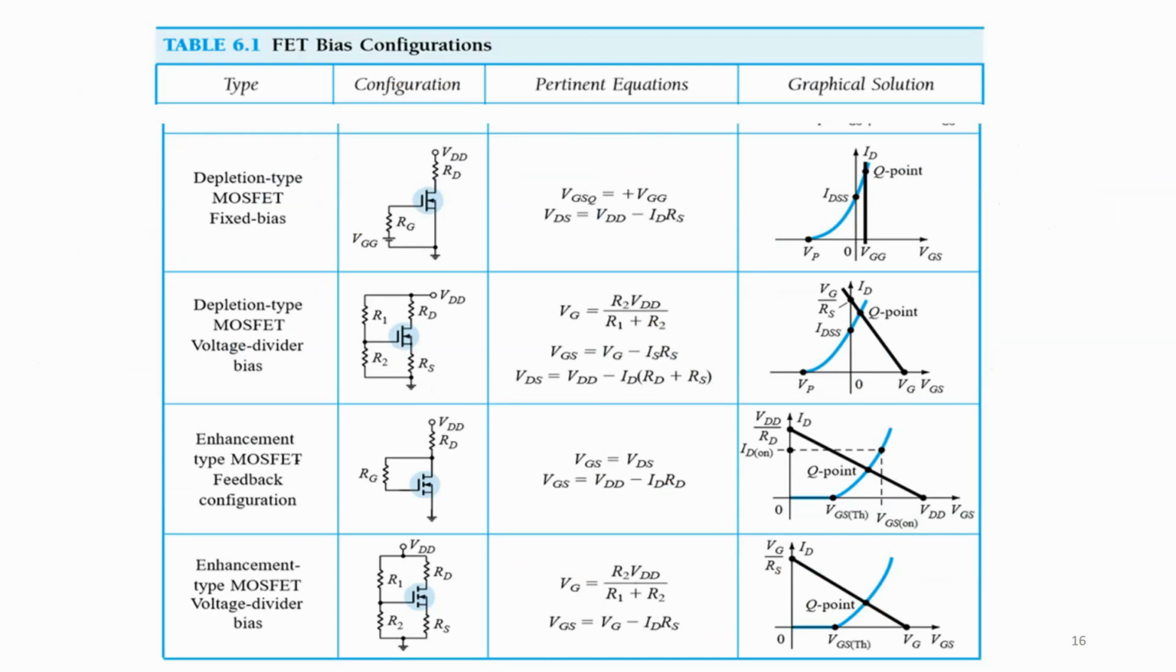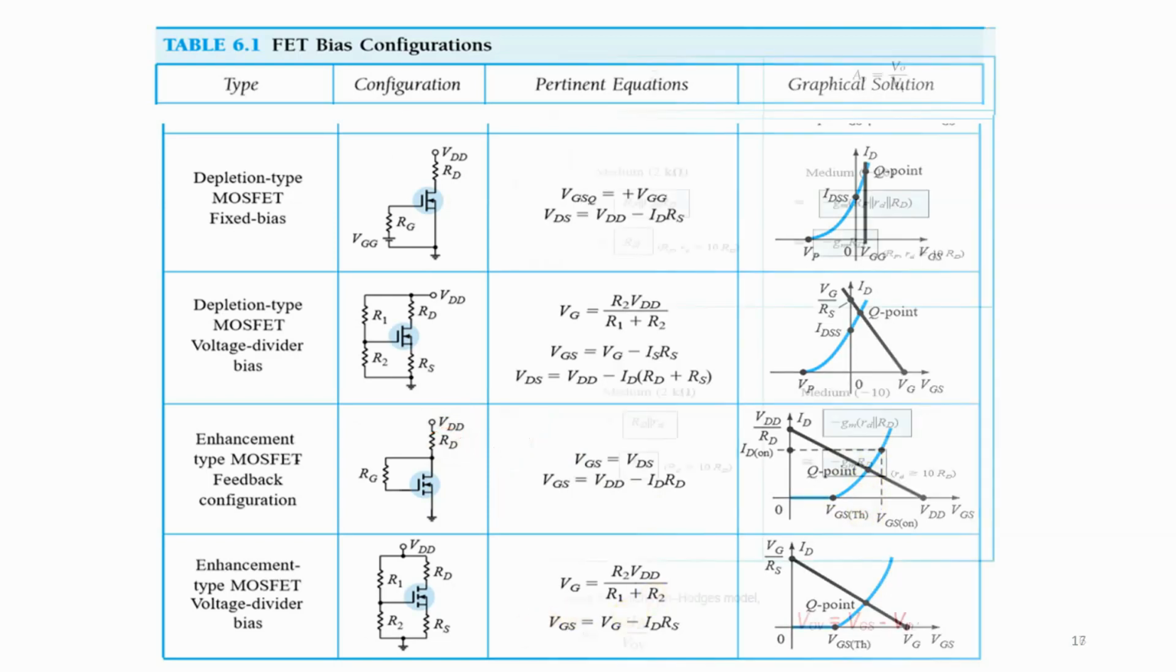Now, let us try to check the biasing. In our experiment, we are going to work on a feedback configuration, enhancement type MOSFET. So in this case, VGS equals VDS. VGS will be equal to VDD, which is the voltage here, minus ID RD. You will have VGS. And this is how it has been graphed. The Q point, of course, is the best amplifier point without any distortion.